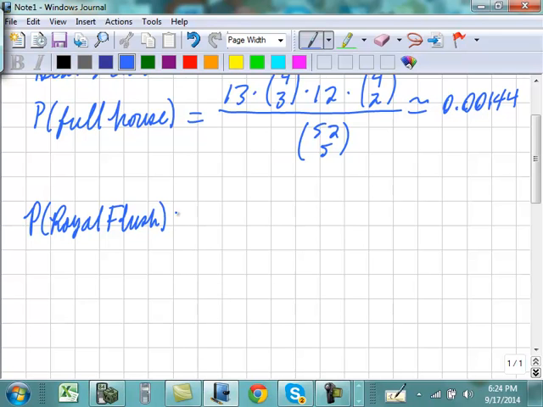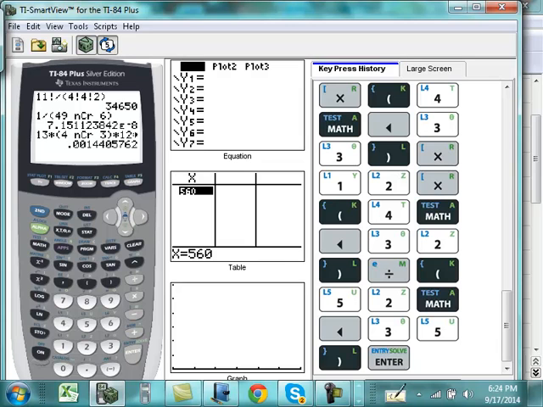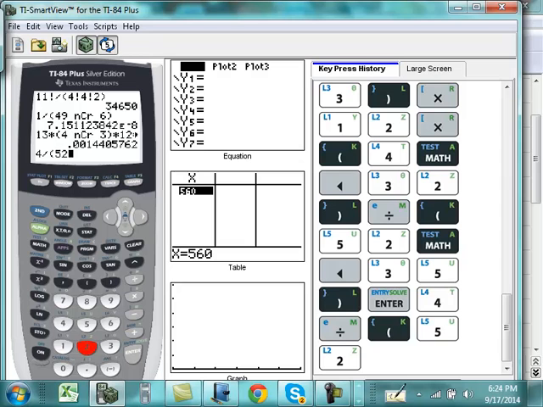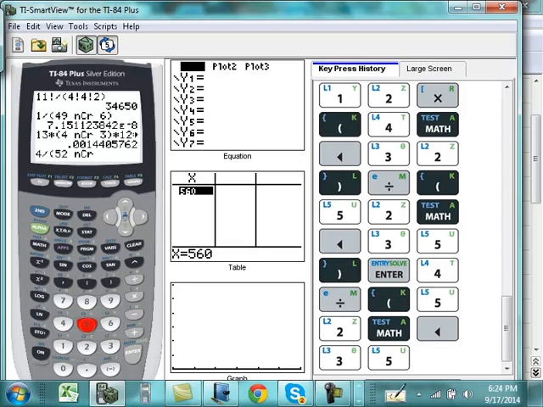4. Exactly. There's only 4 ways of being dealt a royal flush, 1 for each suit. There's a royal flush for spades, clubs, diamonds and hearts. And divided by 52 choose 5. So let's calculate that. 4 divided by, and in parentheses we have 52, math, nCr 5.